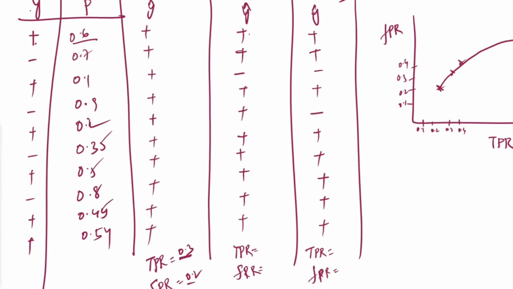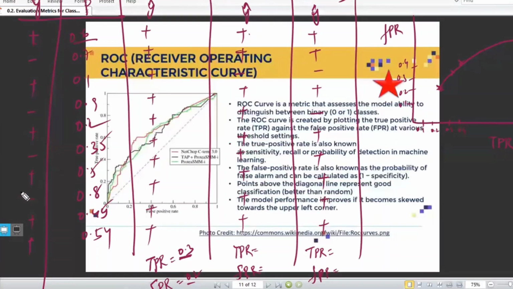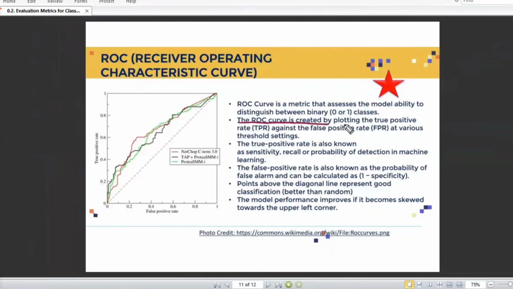Now it is clear what ROC means? For various threshold settings, calculating TPR and FPR, the graph between TPR and FPR for various threshold settings is called the ROC curve. So the ROC curve is created by plotting the TPR against FPR at various threshold settings. Is that clear? That's it, right? In the notes: ROC curve is plotting the graph between TPR versus FPR at various threshold settings.